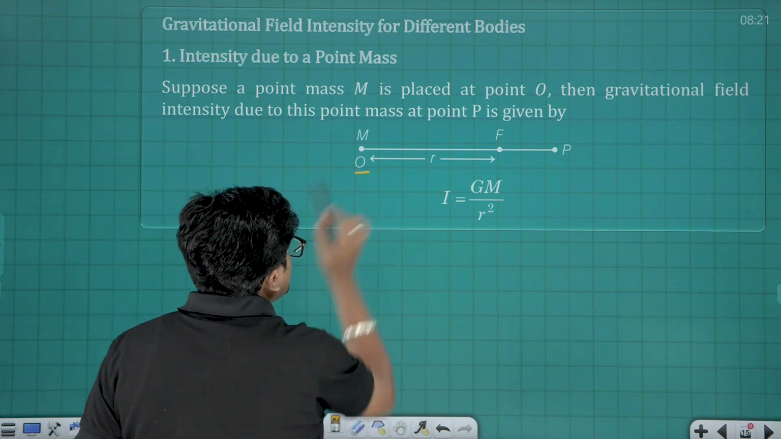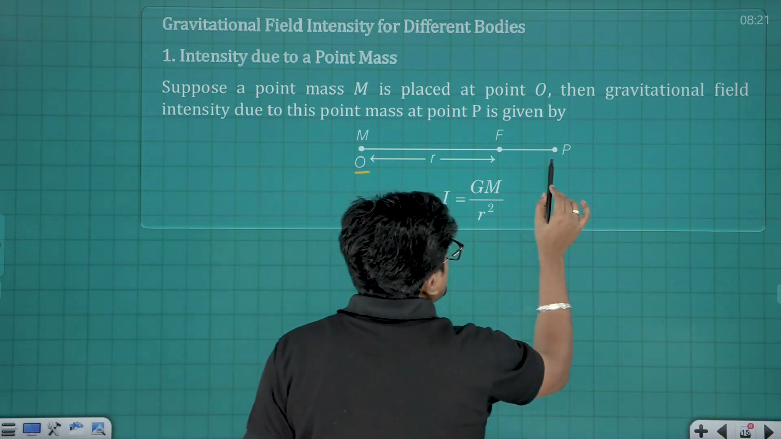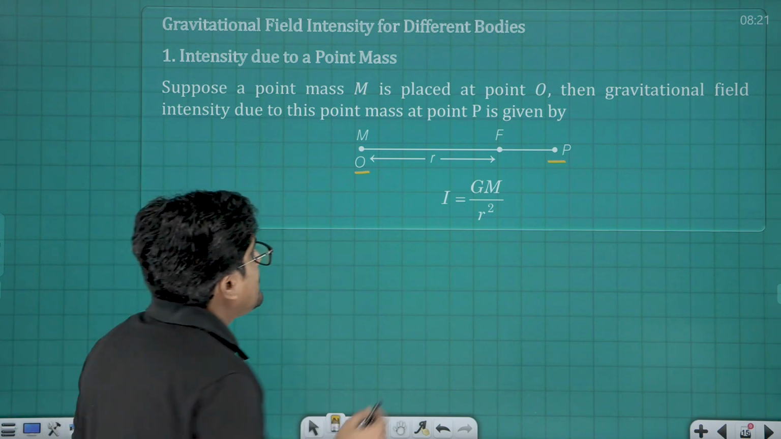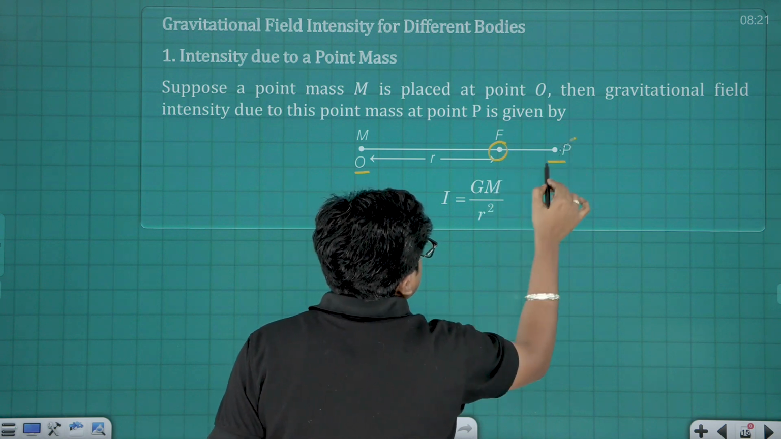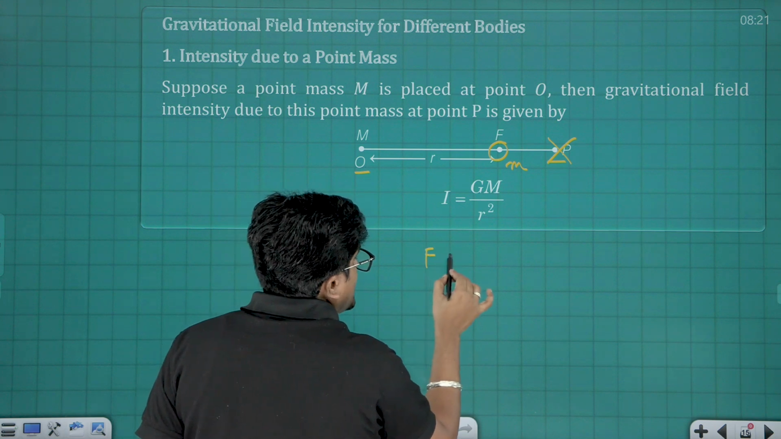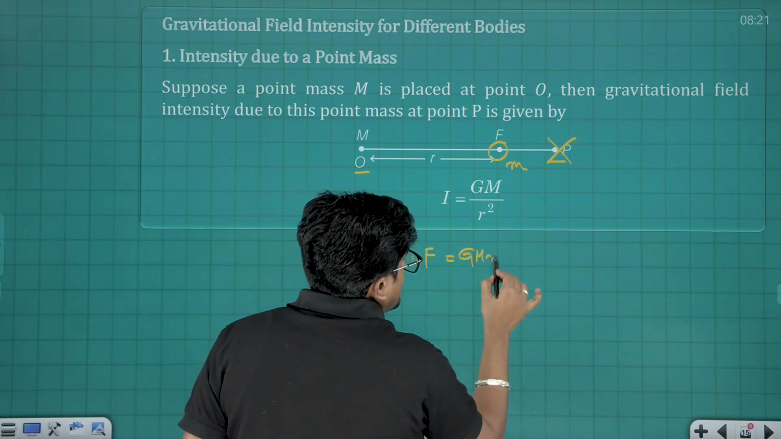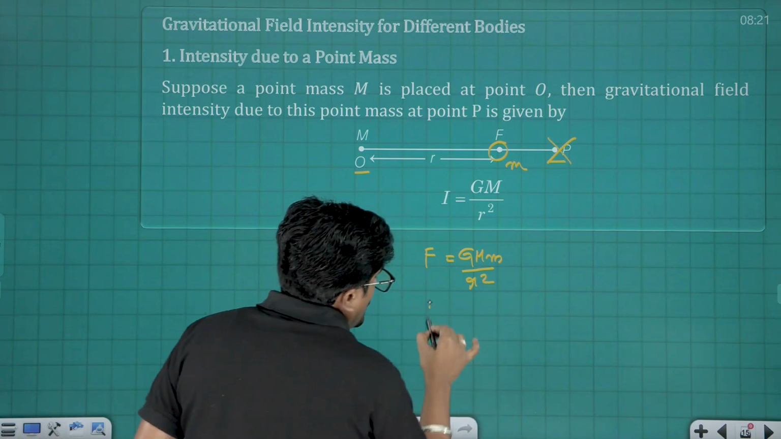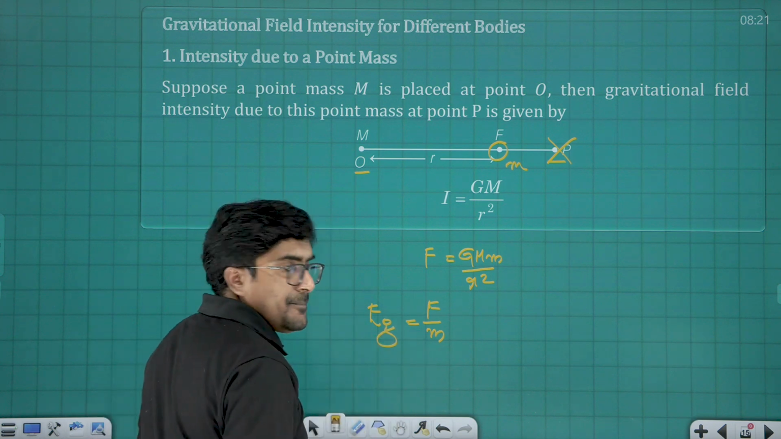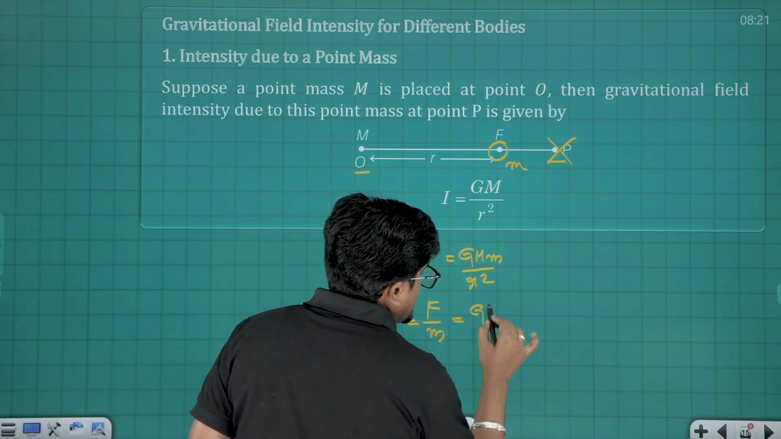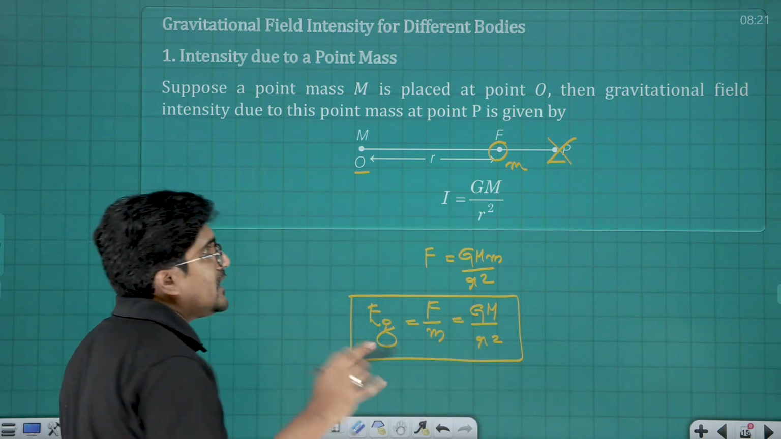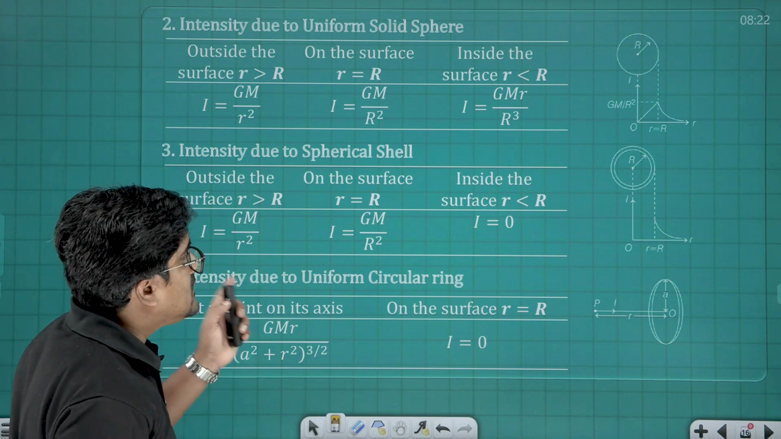A point mass, capital M, and at a distance small letter r we are having another mass. Let this be the point. Let this mass be smaller m. Then as we discussed, the force experienced is going to be G capital M smaller m by r square, and force upon mass is going to be the gravitational field intensity. So here also you are going to get the same expression, that is GM by r square. Okay, moving to the next.